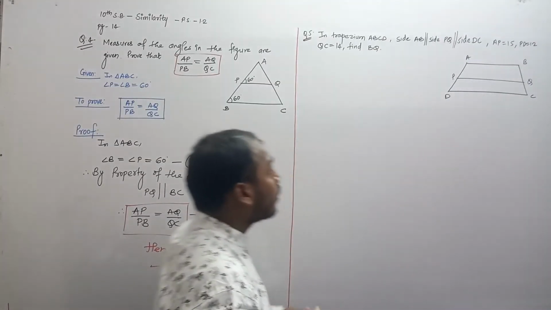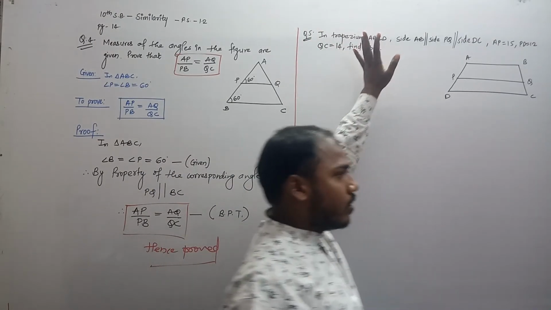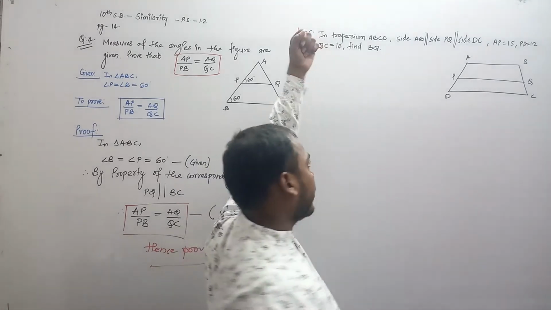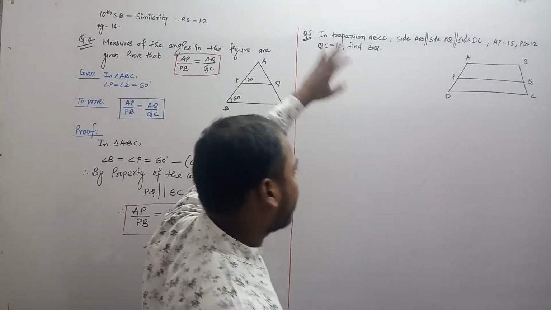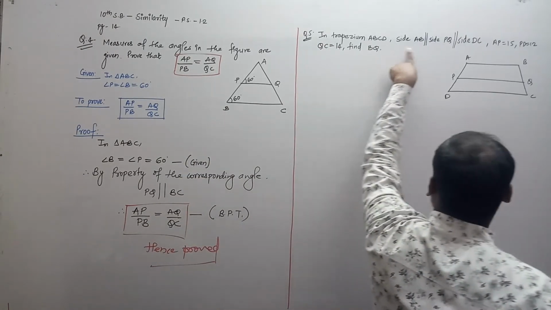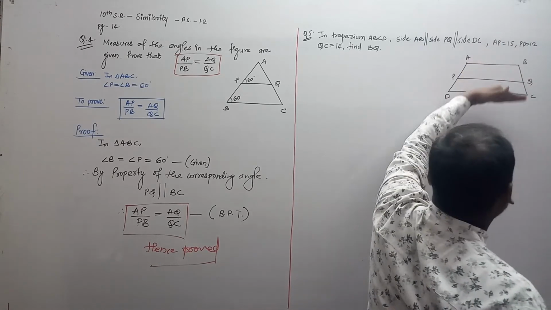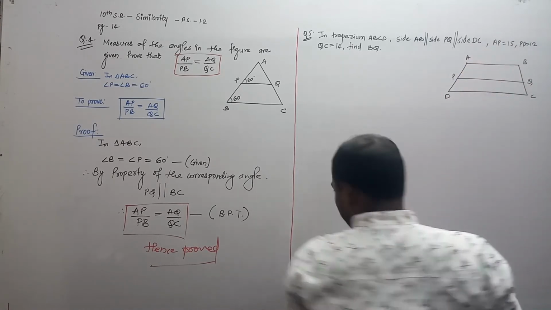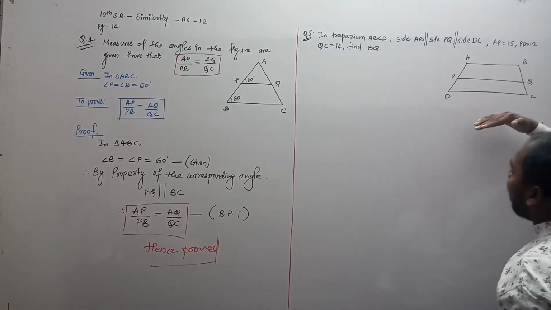In question number 5, what have they given? If I read that question, they have given a trapezium. As we know the property of the trapezium, one pair of opposite sides is parallel. They have given in the trapezium ABCD, side AB is parallel to side PQ, which is parallel to side DC. That means all three lines, 1, 2 and 3, are parallel.